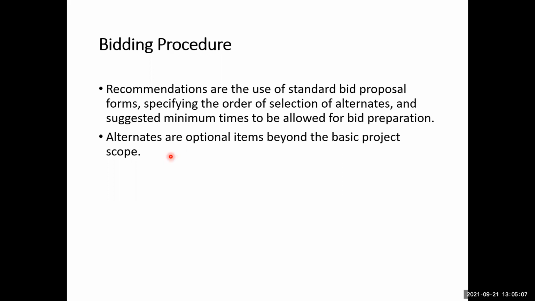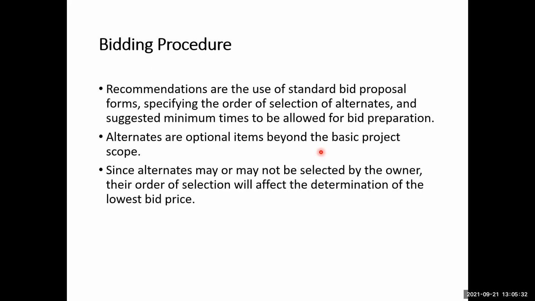Alternates are optional items beyond the basic scope. Okay, so here we have used the term alternates. These are actually the optional items beyond the basic project scope. That means some of the things the client wants from the contractor, but there may be some other items which are beyond the scope of the project works. So those items are called the alternates. Since alternates may or may not be selected by the owner, if the prospective bidder provides some alternates to the owner, the owner may select those alternates, or they may not select those alternates. And their order of selection will affect the determination of the lowest bid price.